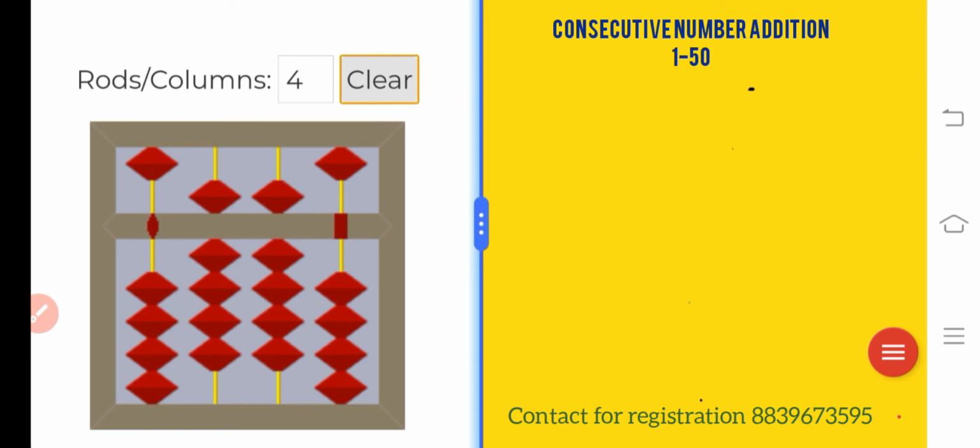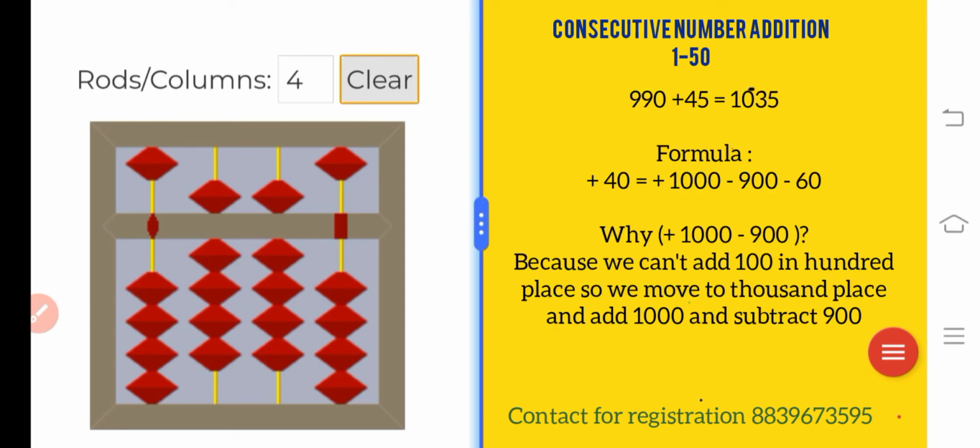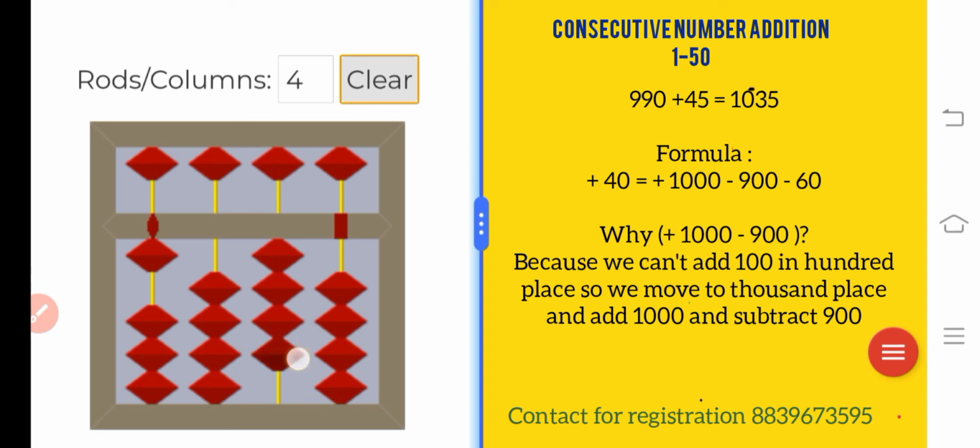For adding 45, first we will add 40 in the tens place. We can see we don't have 40 to add directly in the tens place, so we will move to the 100. In 100 also we don't have, so what will we do? We will move to the 1000 place. So for adding 40 plus 1000 minus 900, then minus friend of 40, that is 60. Now we have to add 5 here. So we get the answer 1035.